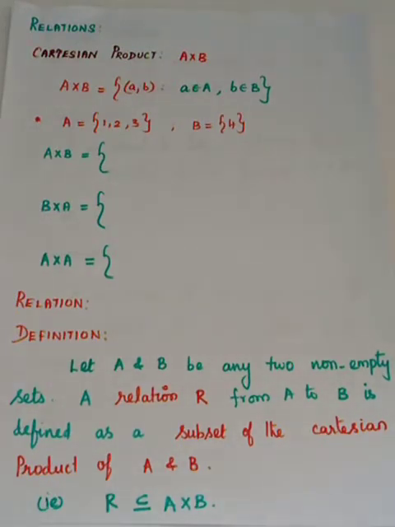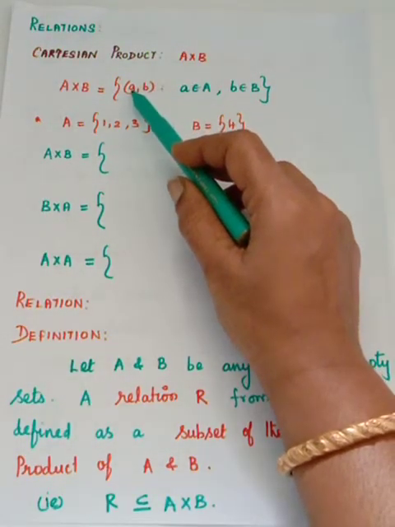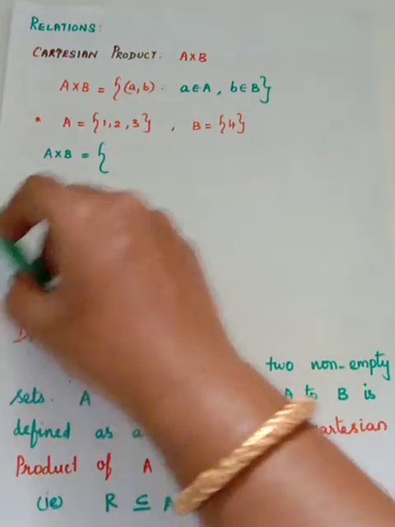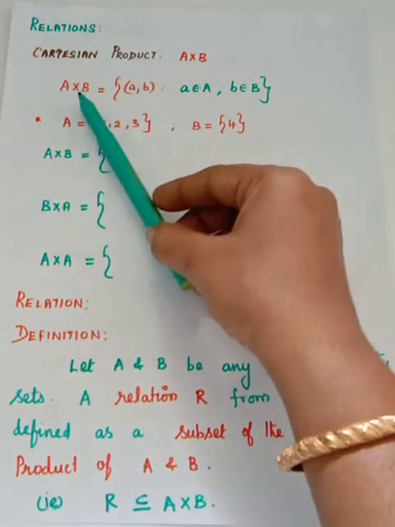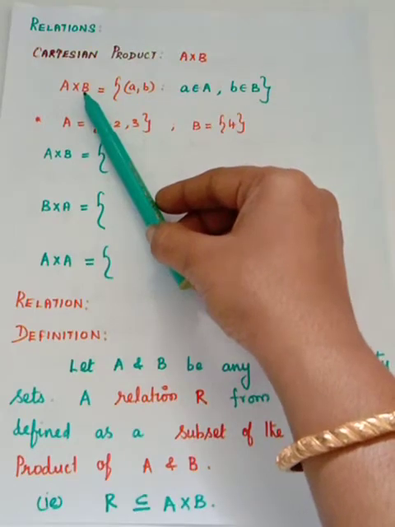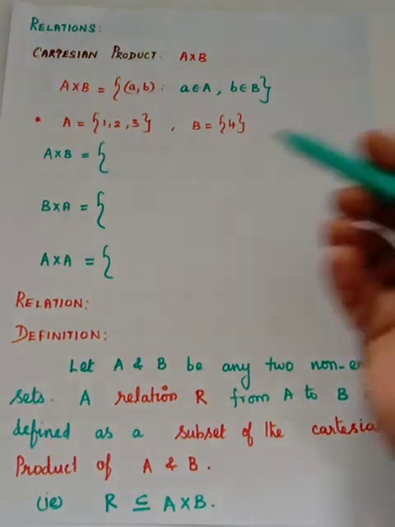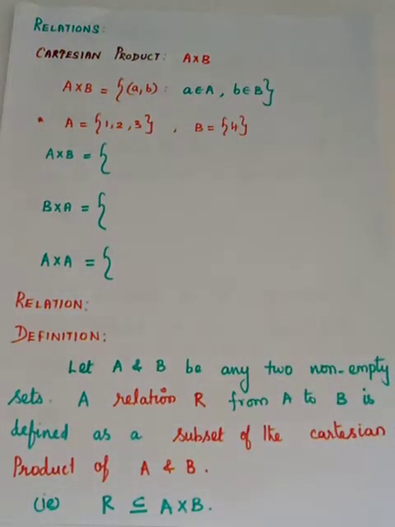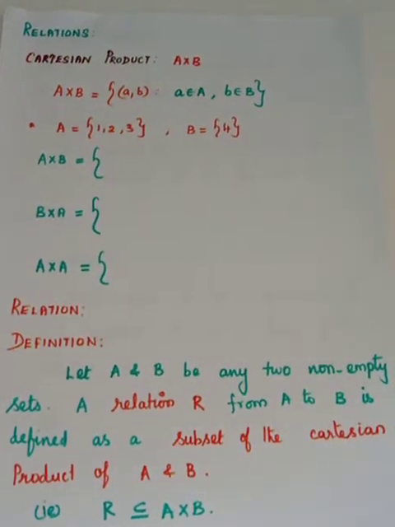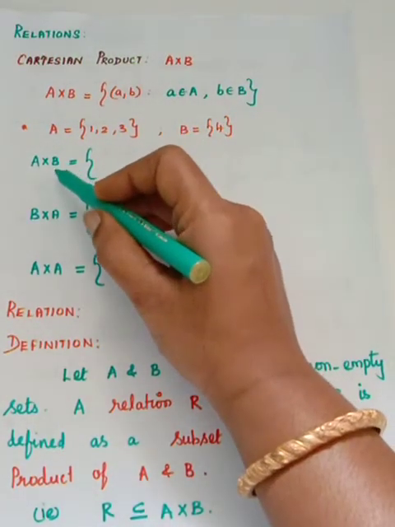So what order it has to preserve means the first element a should be written from the first set and the second element should be written from the second set. That order has to be written. But for example, A, I have taken three elements 1, 2, 3 and B is equal to 4. Okay, now I am going to write A cross B.